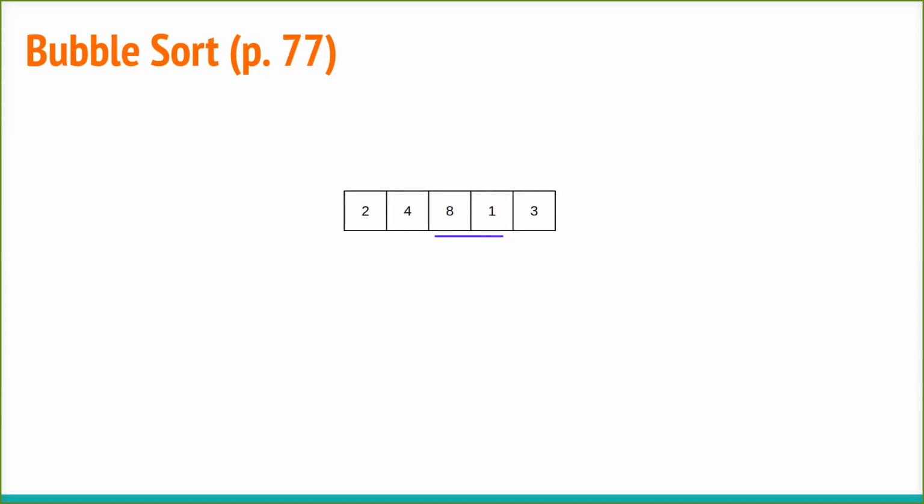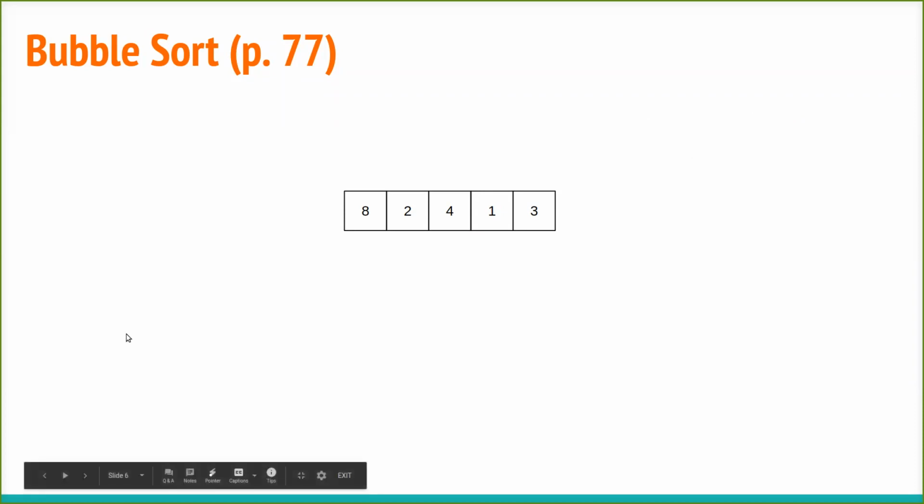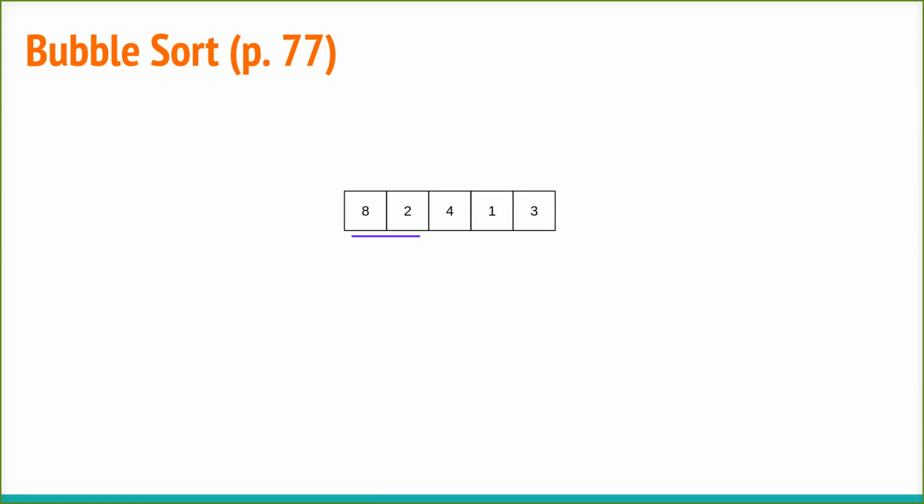What I want you guys to do, I'm going to run through this animation. I want you to count the number of times the blue line appears and then post in chat at the end. So we do one comparison. The blue line appears. We do another comparison. We do another comparison. We do another comparison. How many comparisons did we do? 4. Precisely. We did 4 comparisons.